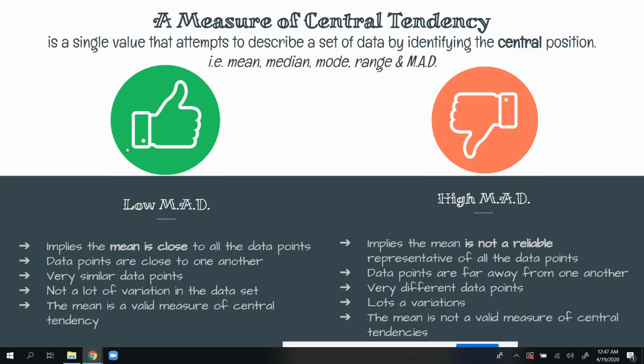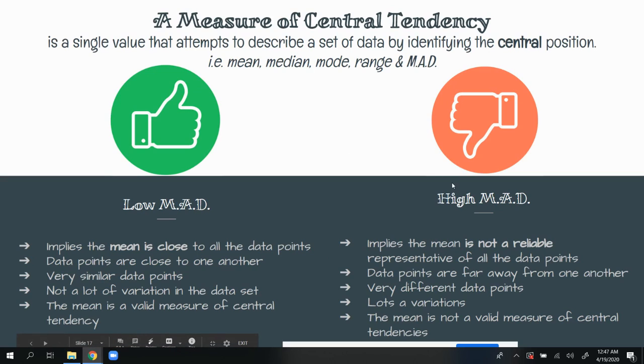So if you have a low MAD, this implies that the mean is close to all your data, just like in our example of 89. That was really close to all of our data points in those numbers. The data points are close to each other. They're similar data points. There's not a lot of variation. So as you can remember, the biggest variation was 6. That wasn't very high. And that means that you can use the mean to describe that. So you could say Sherlock's data is about 89 every day.